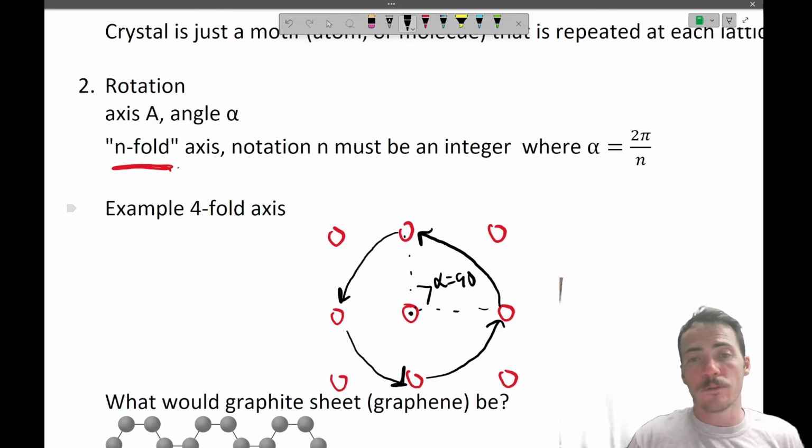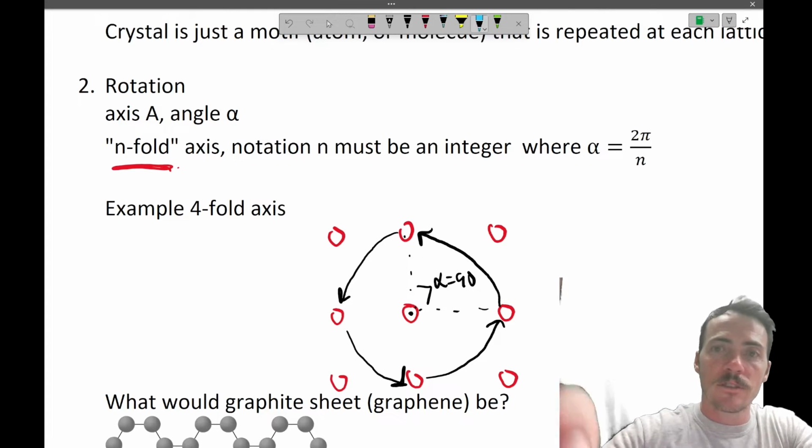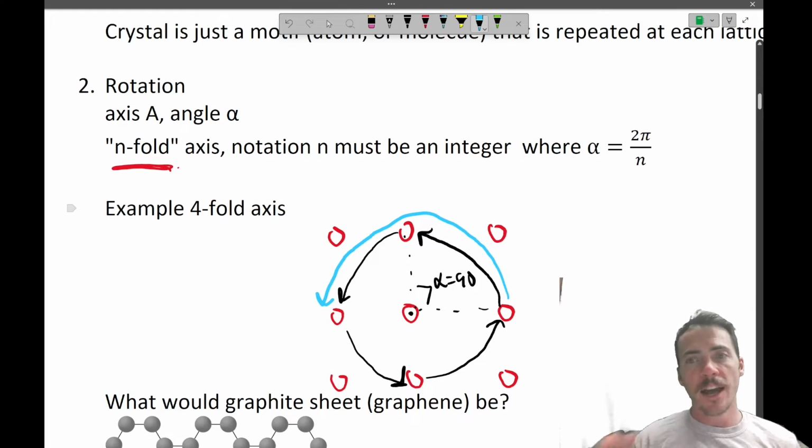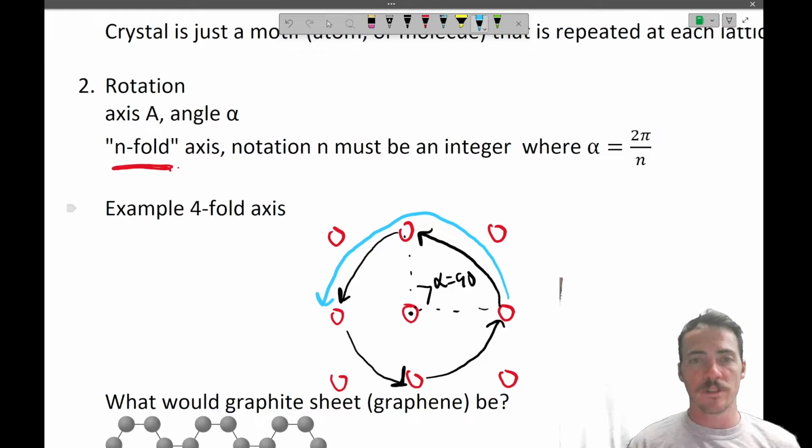It also has 2-fold rotational symmetry, because I could have also done this. I could have said, just rotate it 180 degrees. But it would be a higher symmetry to say that it has 4-fold. We're skipping something if we just do 2-fold, okay?